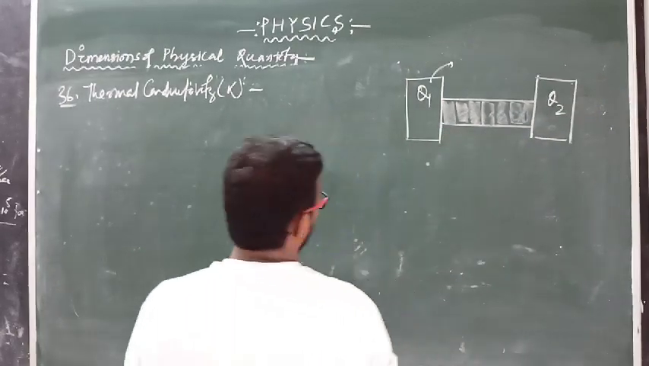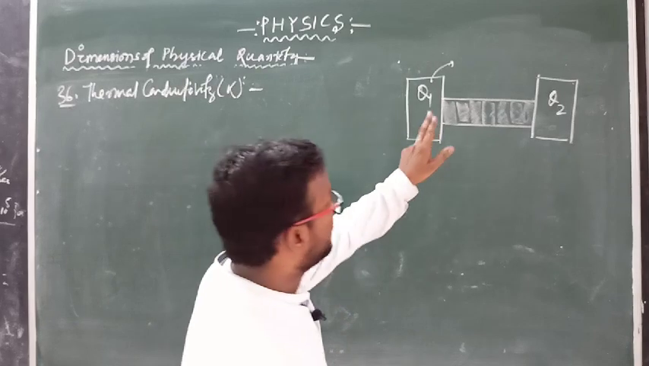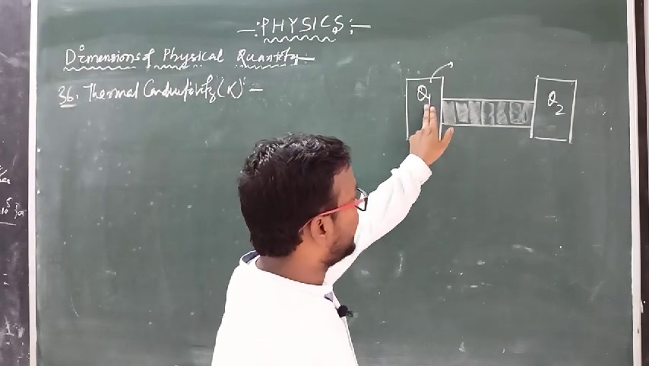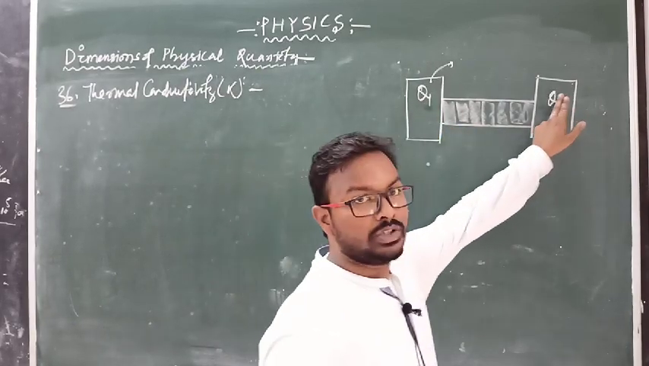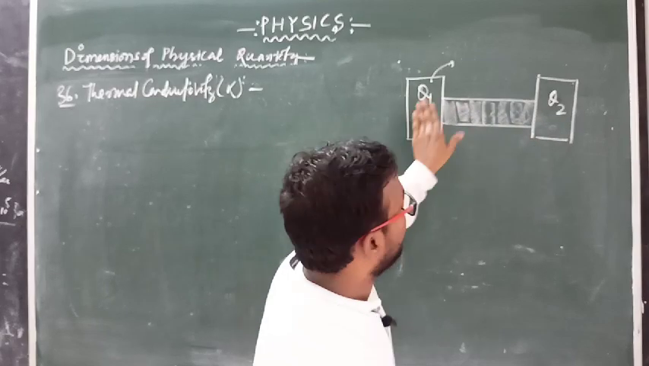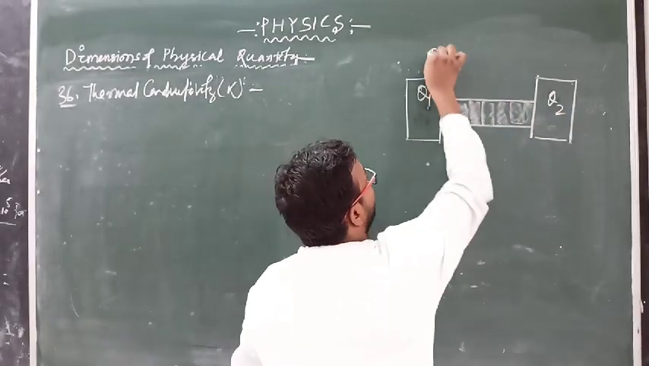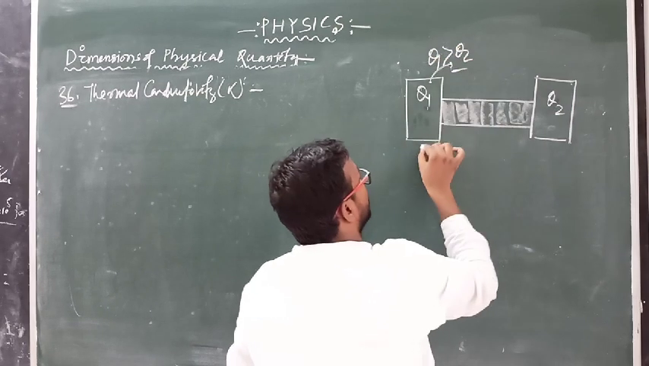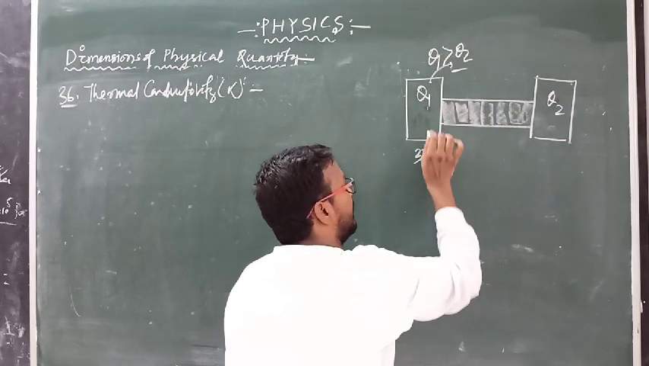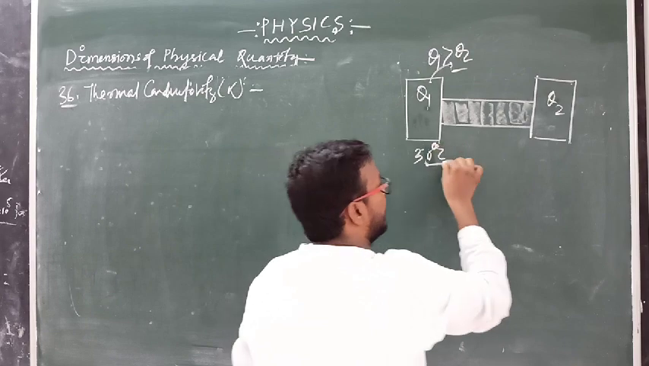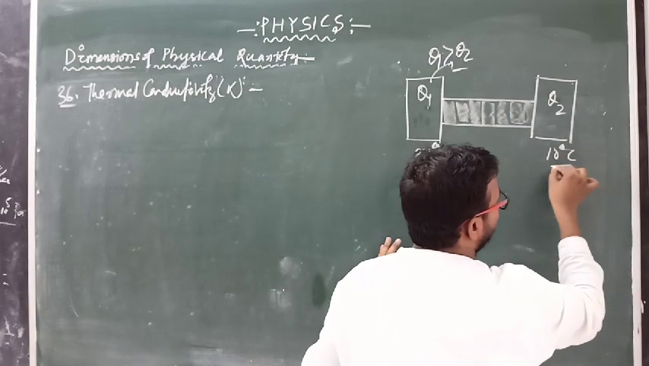Suppose theta 1 and theta 2. What are theta 2 and theta 1? Here the temperature is theta 1, and here the temperature is theta 2. There are two substances, theta 1 and theta 2. Clear? Here is the high temperature, so theta 1 is greater than theta 2. Suppose here the temperature is 30 degrees Celsius and here the temperature is 10 degrees Celsius.